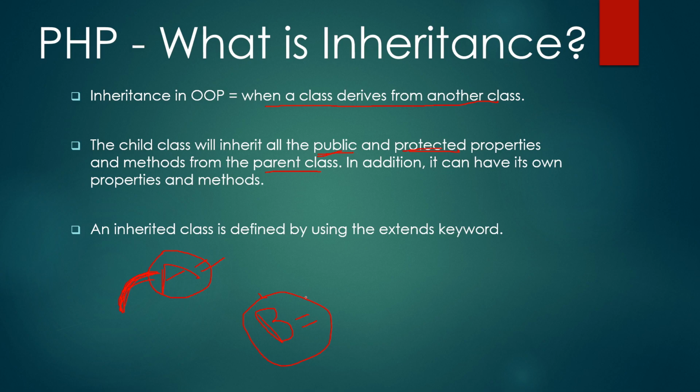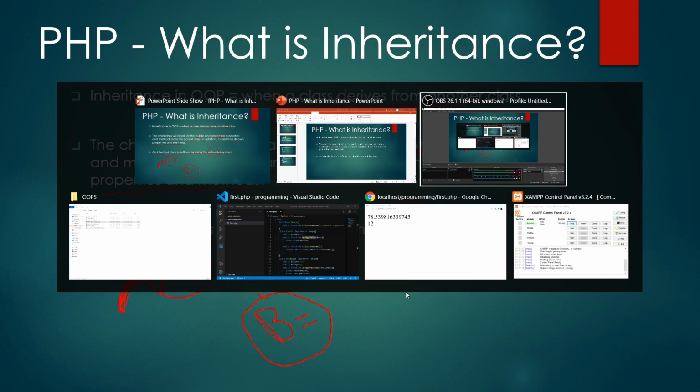This is important to note when we learn the concept of inheritance, because inheritance says that we can access all the properties and methods, but this condition should be satisfied: only if they are public and protected can we inherit. In addition, the child class can have its own properties and methods as well. An inherited class is defined by using the extends keyword. So we have to make use of the keyword extends. Let's see this practically using an example.